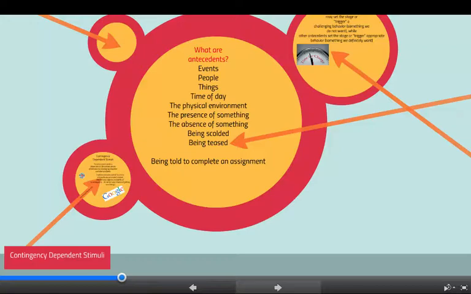People can function as antecedents. Things in the environment, various forms of stimuli can function as antecedents. The time of day can function as an antecedent for individuals. Your physical environment, the presence of something or the absence of something, somebody scolding you or teasing, or you being told to complete some kind of difficult assignment. All of these things can function as antecedents to behavior.